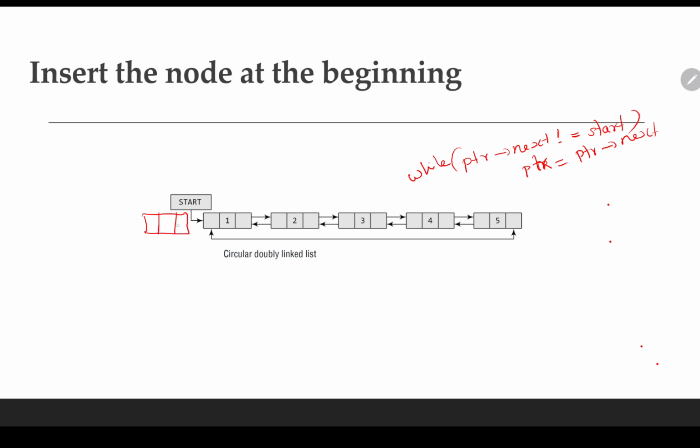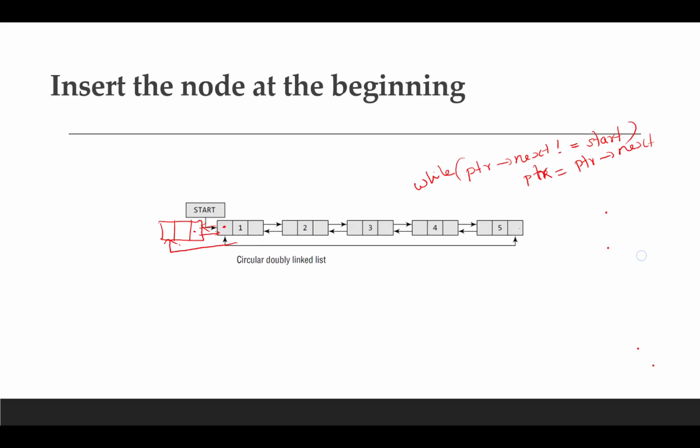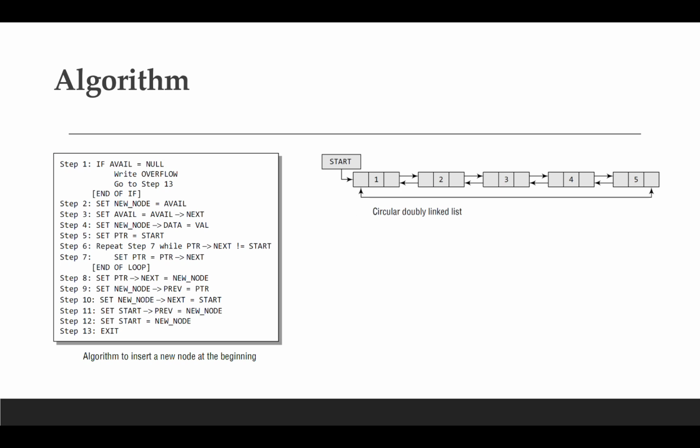And we have to change the address part. The next part contains the address of this node, here it contains the address of this node, and the last node contains the address of this first node. We will see the algorithm. So this is the algorithm, and we will go through it.